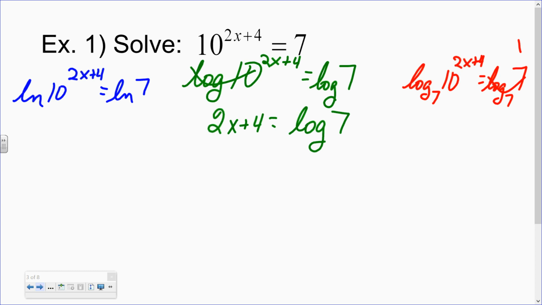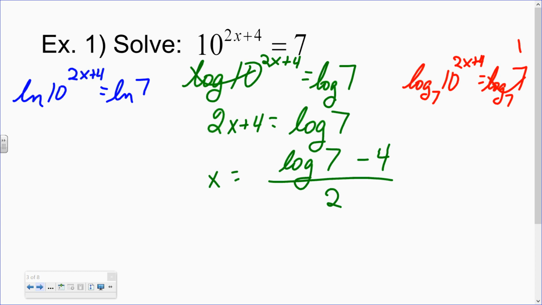And log 7, if I enter that on my calculator, it's just going to give me some kind of a number for the answer, right? So that's just a number. It looks kind of messy, but it's just a number. So I have 2x plus a number equals a number. Come on, that's a pre-algebra problem, right? Let's isolate x. So Hope, help me out. What do I need to do to get x by itself? So I'll subtract 4 from each side, giving me log 7 minus 4, and that was 2x. So then I need to divide by 2.